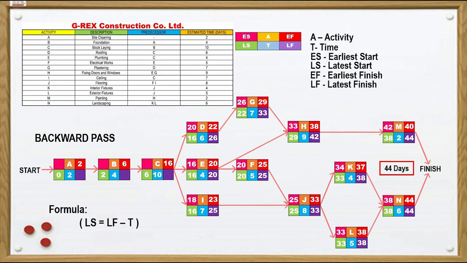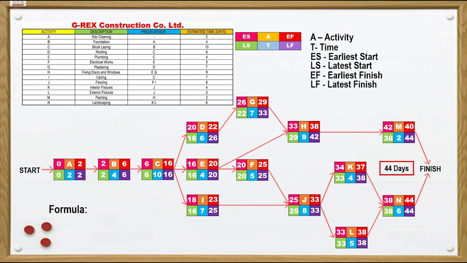Now, since activity C has three successors, we apply the same rule, where we adopt the lowest or minimum value of the latest start times of the successors. Among the three successors, activity E has the minimum value, so we take 16 as the latest finish time of activity C. 10 will be subtracted from 16, and we get 6. Next, we adopt 6 for activity B as the latest finish time and subtract 4, which is equal to 2. And lastly, we take 2 from activity B and subtract 2, and the answer is 0.